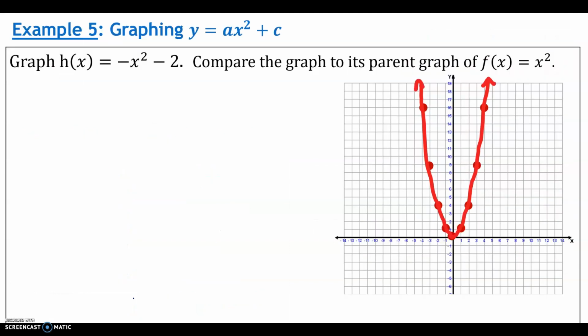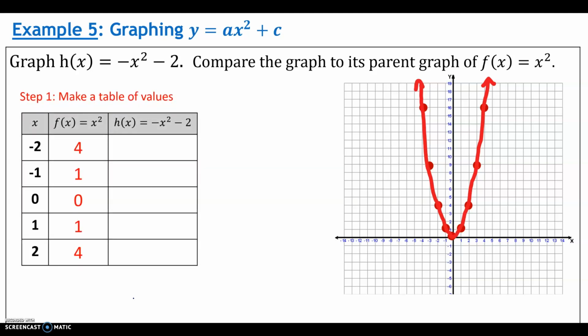So let's do one more. Let's graph h of x, and it's going to be negative x squared minus 2. Again, there's your parent function. There's my table of values. Notice the red ones are standard for the parent function. Now let's take these and plug them into h of x.